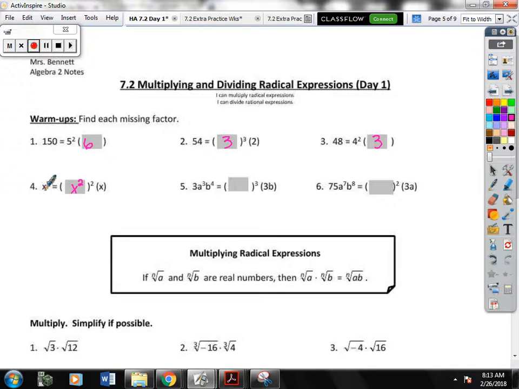How about 5? Garrett? AB. A cubed would get us A cubed. B cubed times B would get us B to the 4th. And how about for 6?